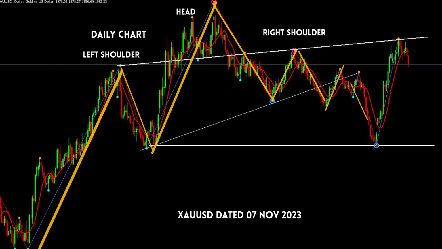Now price has been retested at upper band of the previous head and shoulder, and we saw rejection at this point.